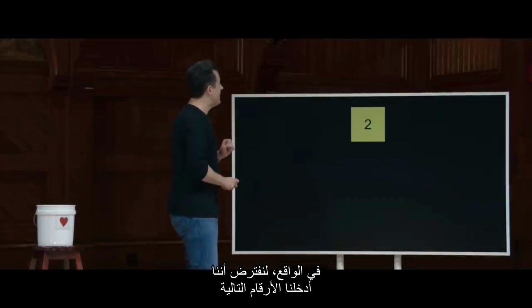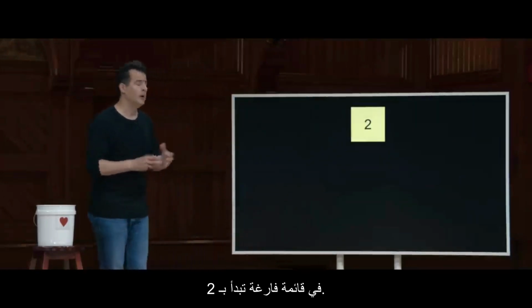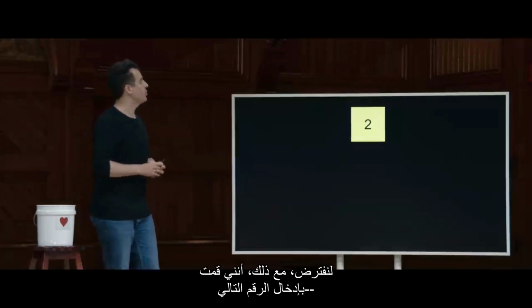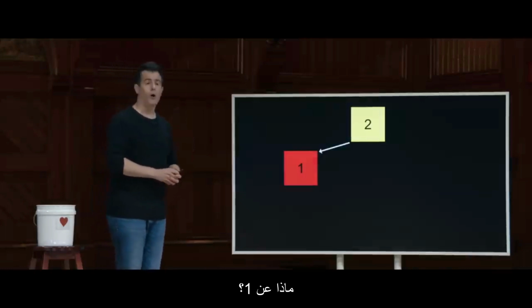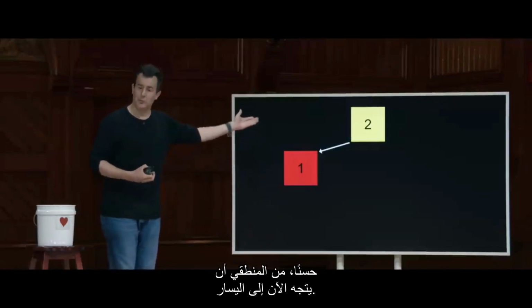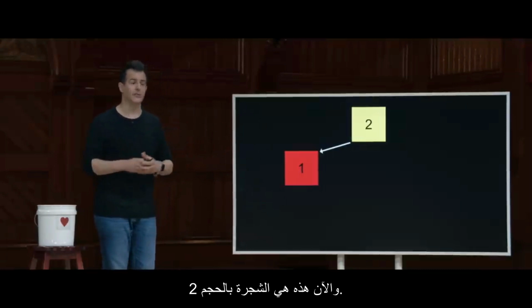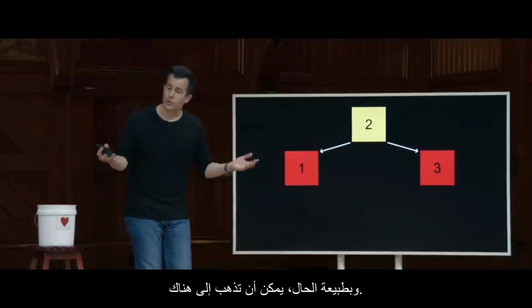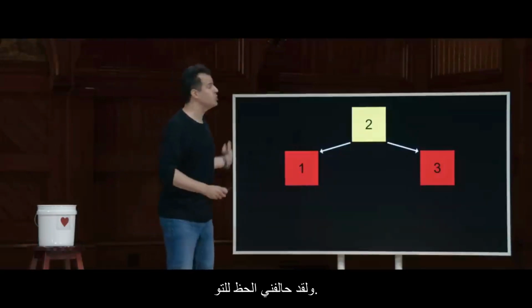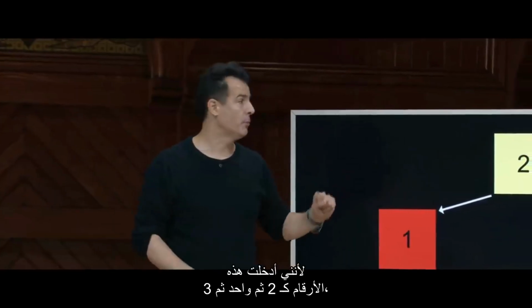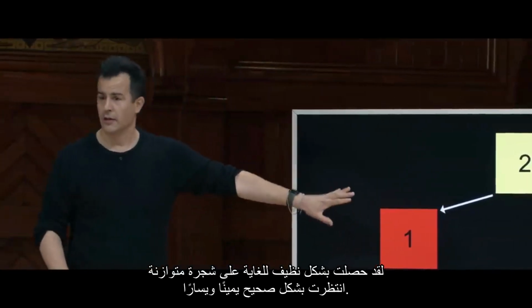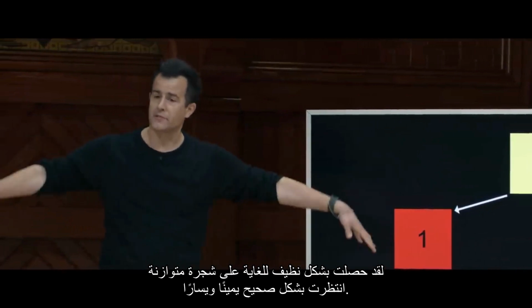In fact, suppose that we insert the following numbers into an empty list, starting with 2. I can plop the 2 right there. That's the current root of this tree. Suppose, though, that I insert next the number, how about 1? Well, it stands to reason that it should go now to the left. And so now this is the tree of size 2. Now I insert the number, say, 3. It, of course, can go there. So that makes perfect sense. And I just kind of got lucky, because I inserted these numbers as 2, then 1, then 3, I very cleanly got a balanced tree that sort of weighted properly left and right.